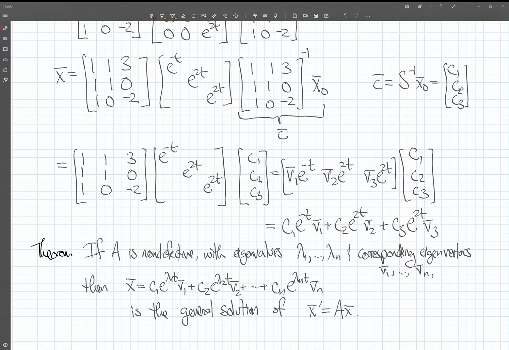So now we know how to solve any first order linear system of differential equations. If the coefficients are constant and the coefficient matrix is non-defective, we just have to find the eigenvalues and the eigenvectors of A and put them together according to this recipe.